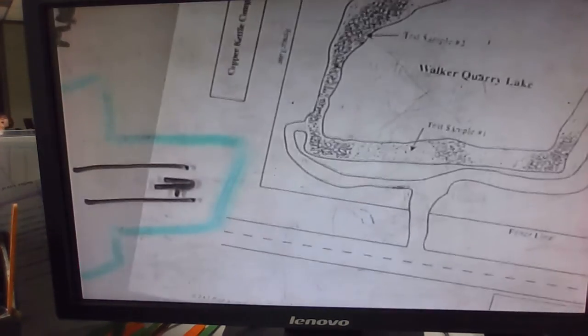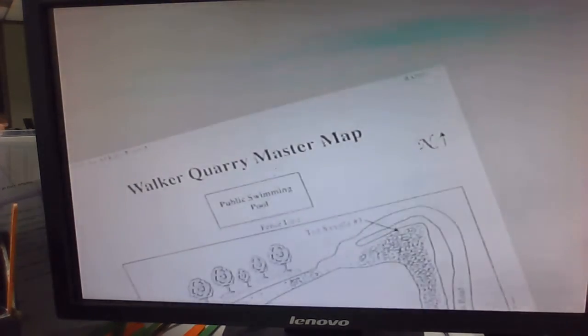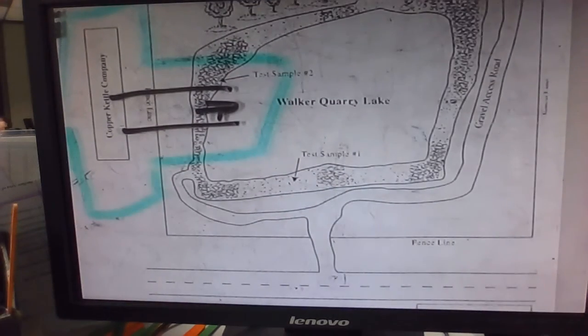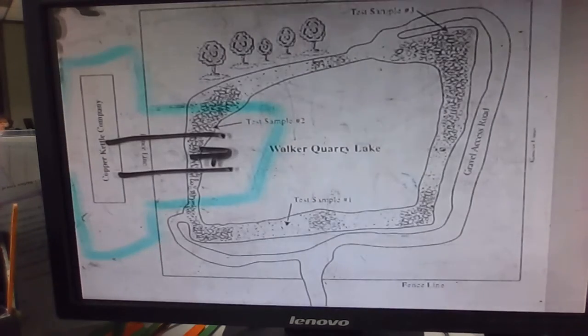So whatever color you highlighted point source pollution, use that same color highlight to indicate point source pollution that's coming from the Copper Kettle Company. So you find the contaminant that's in the lake. You find a discharge pipe, you take samples from the discharge pipe, it happens to match contaminants that are in the lake, follow the discharge pipe back to where it's coming from, back to the source, point source pollution.